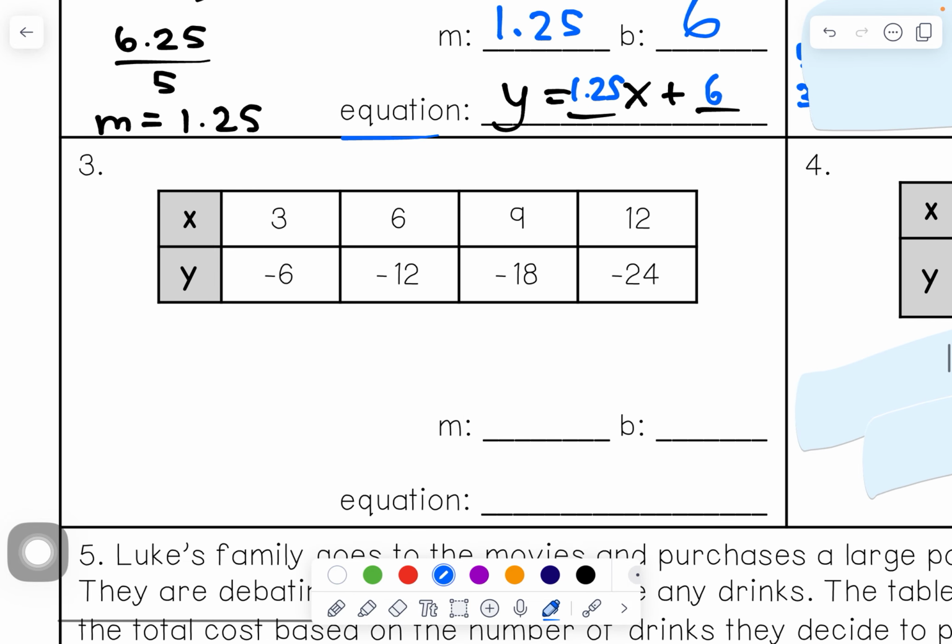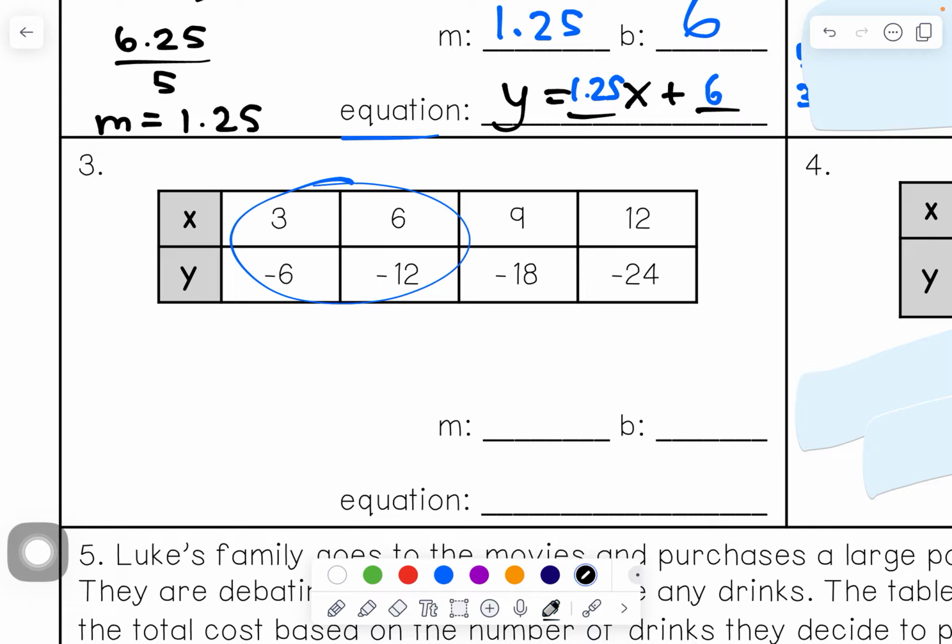All right, number 3. What I'll notice here in number 3, first of all, is that it's not counting by ones for x, so that means I'm going to have to actually calculate slope, and I don't see x equals 0 in my table anywhere. So that means my b value is not as obvious, but still possible. Let's do slope first. It doesn't matter which two coordinates you choose, whichever two you want. I'll choose these two.